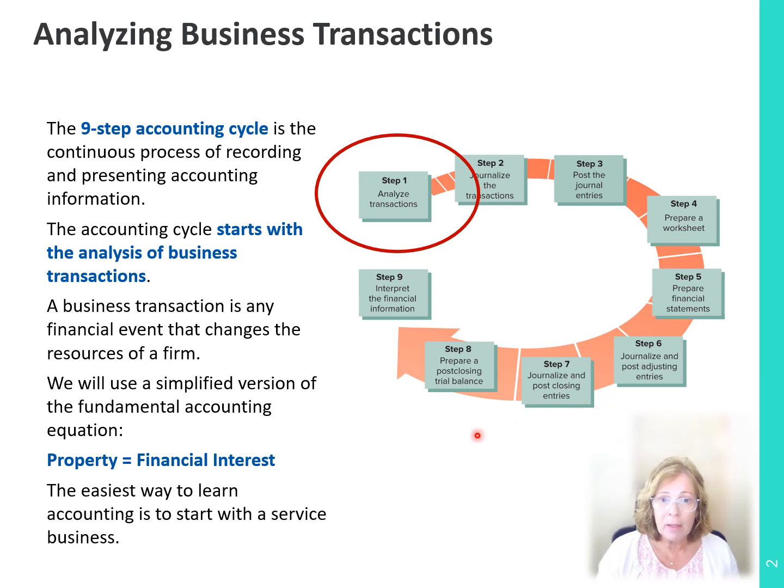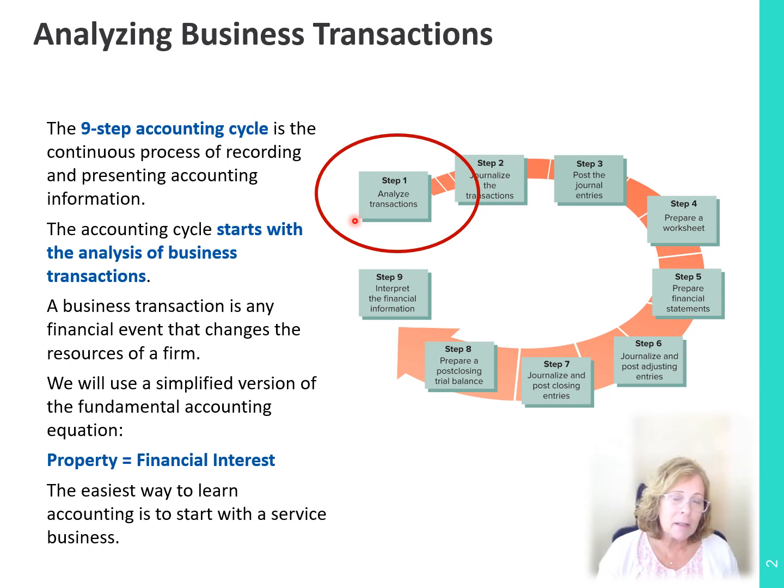In step 8, the accountant prepares a post-closing trial balance to double check that all temporary accounts were closed and that the remaining accounts still balance. And then in step 9, we would interpret the financial statements. And then next month, it starts again with the analysis of business transactions.